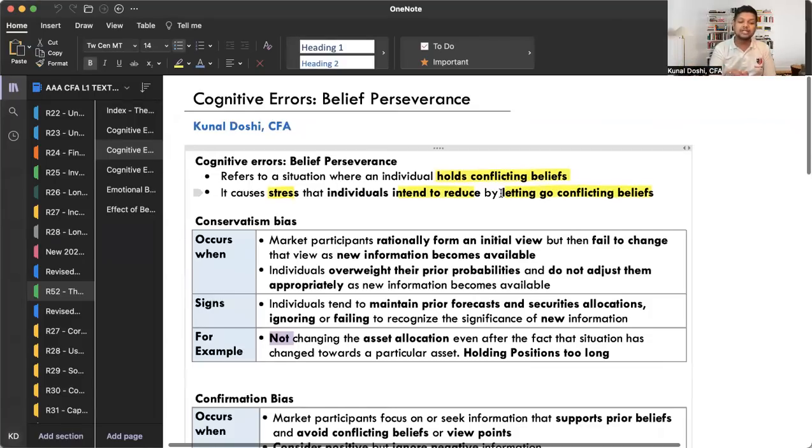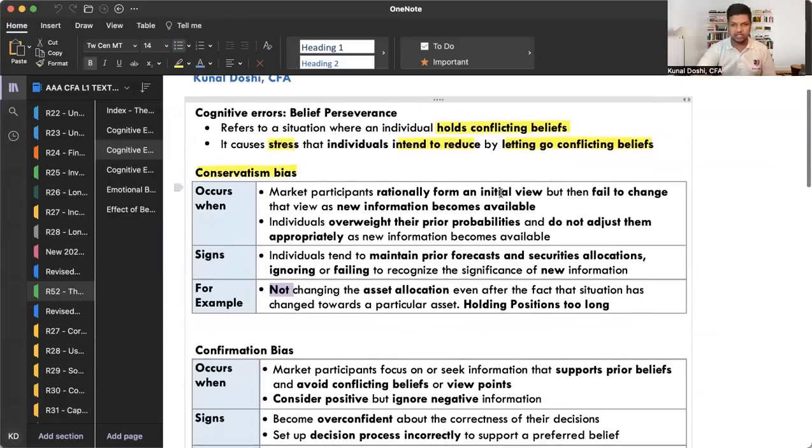Within belief perseverance, the first is conservatism bias. As the name suggests, you're quite conservative and reluctant to change. So market participants rationally form an initial view. When you invested at that time, you probably saw CAPM or other valuation models, and you did decide and picked up the investments carefully. But then as the new information came in or the information changed, you fail to change because you're too confident on your previous belief. Individuals overweight their prior probabilities and do not adjust them appropriately as new information becomes available. This is what happens when there is a conservative bias.